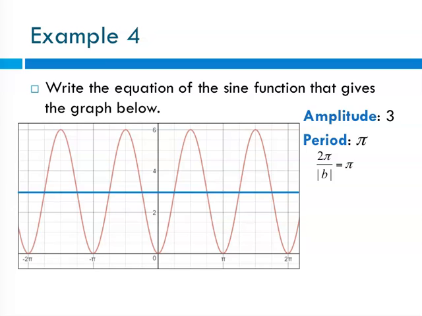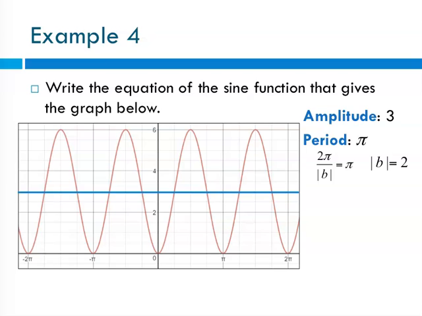So that means b is equal to 2. Now, the reason why I put absolute values in there is because you could have a negative in front of the b, but that indicates a reflection. All right, next let's see if we can find a horizontal shift.